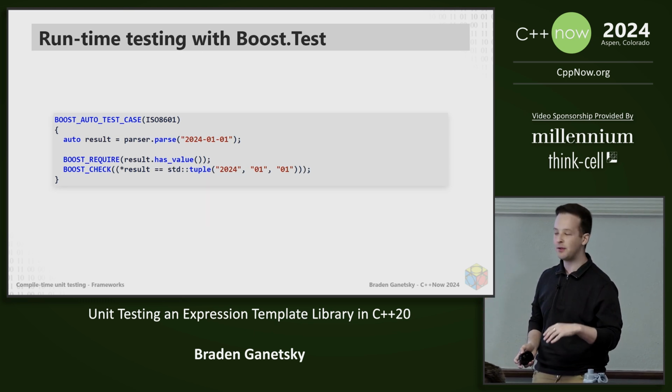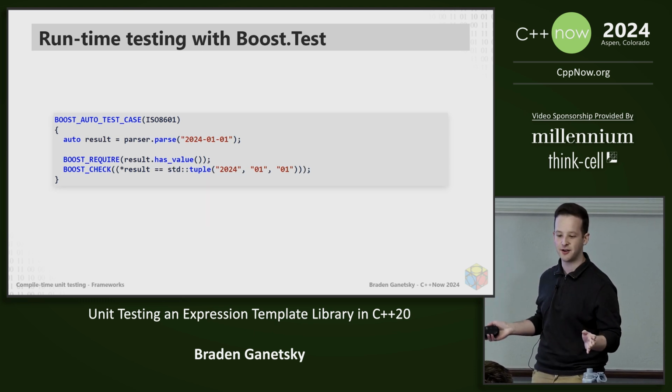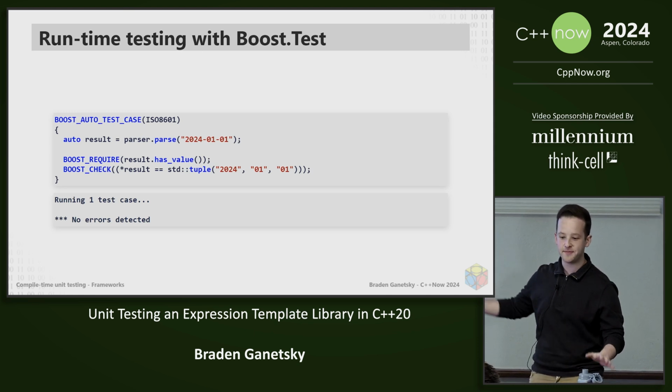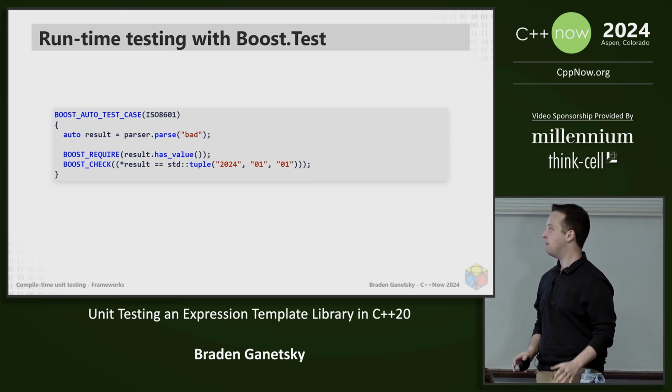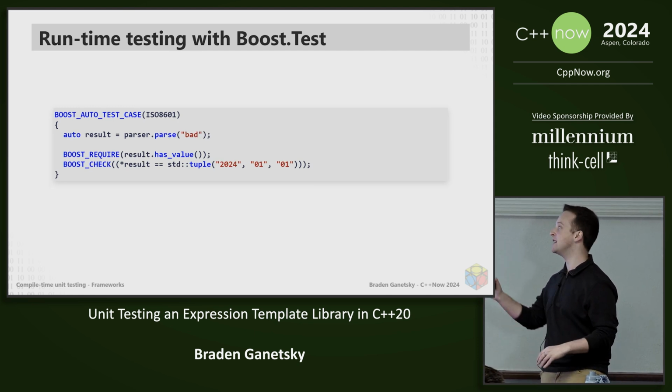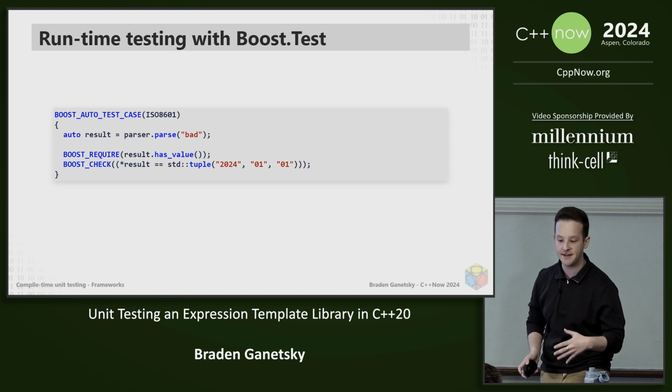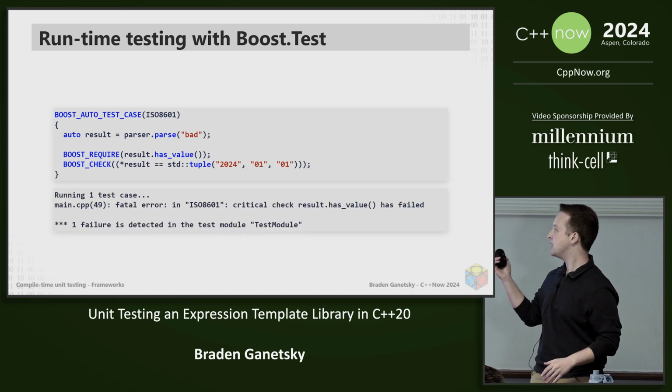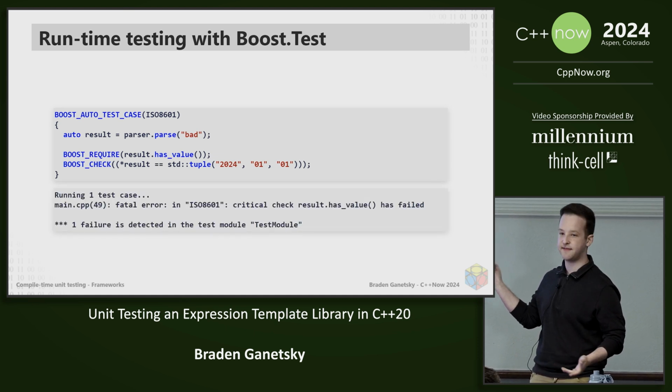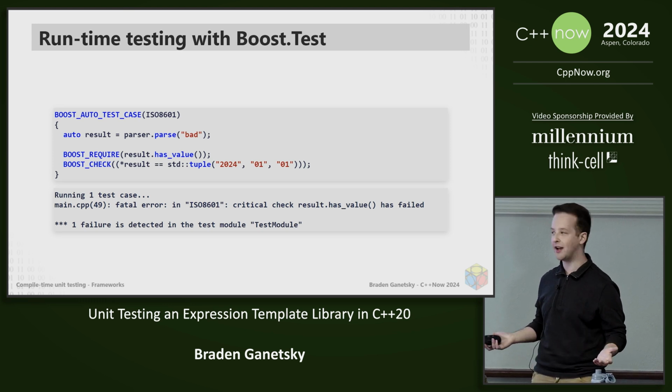I'm going to sidestep the problem, though. I'm just going to put parentheses around the whole thing because I don't care. So anyway, it works. The whole thing works. But that's not the interesting part. The interesting part is if I give it something that fails. So if I give it, again, bad, it tells me that result.hasValue has failed. And that's useful. But again, I want the custom error message, so I'll show you how to do that.